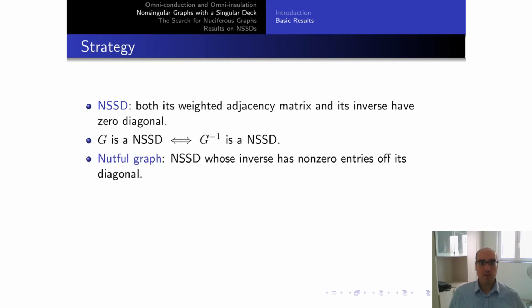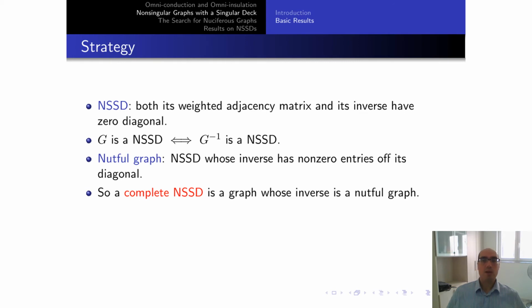A NUT full graph is an NSSD whose inverse has non-zero entries on its diagonal. So apart from having zero entries on its diagonal, it has non-zero entries on its diagonal. This means that a complete NSSD is a graph whose inverse is a NUT full graph, because basically by combining these two points together. So the complete NSSD here, taking the role of G to the -1, is taking the principal role. Then when we take the inverse, we get a NUT full graph.